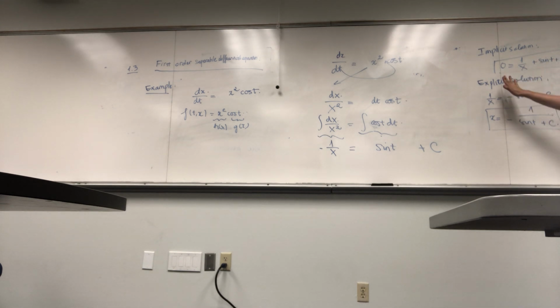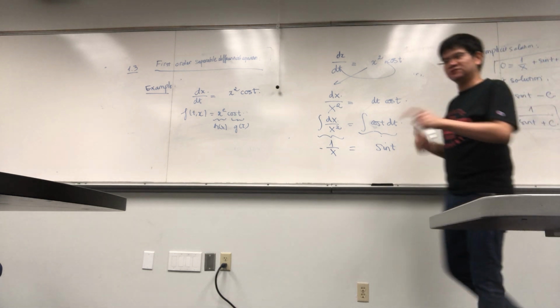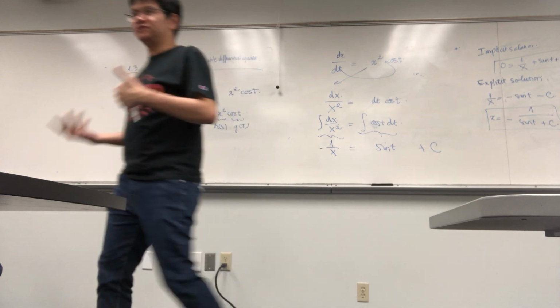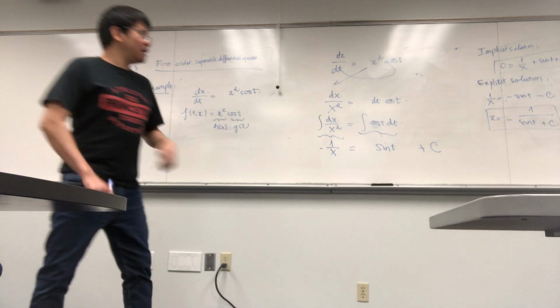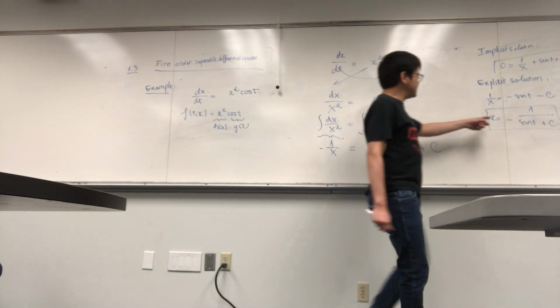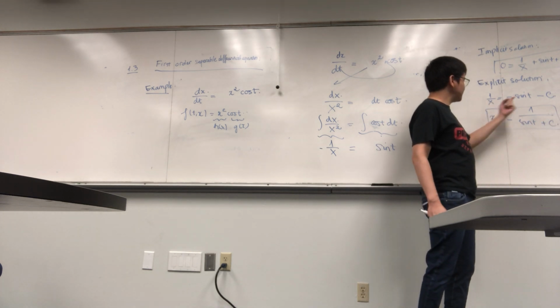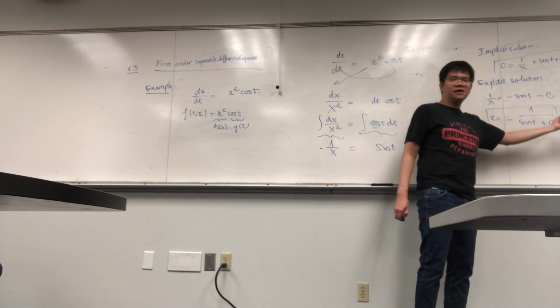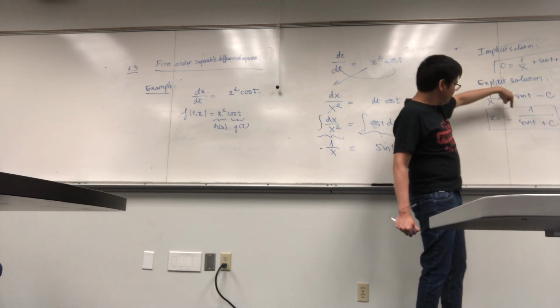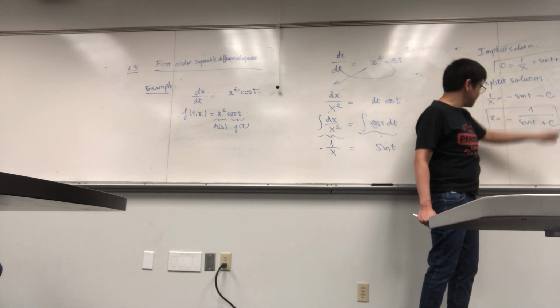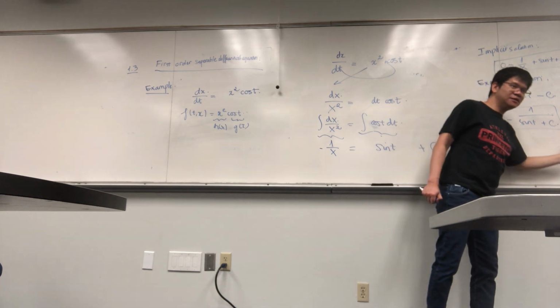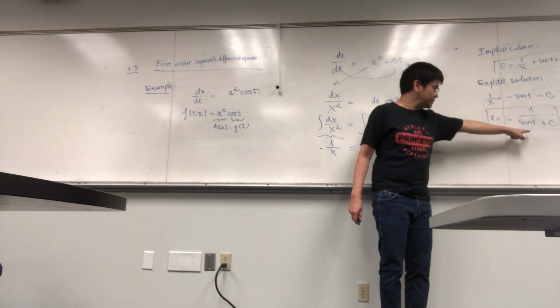You don't solve for x, you just put the relation of x and t, and that is fine. This is implicit, meaning that when you solve this equation, you're going to find x. But the better way is to solve it explicitly. So you solve for x. 1 over x is minus sine t minus c, and x will be minus 1 over sine t plus c. This is explicit because the form of x is explicit.